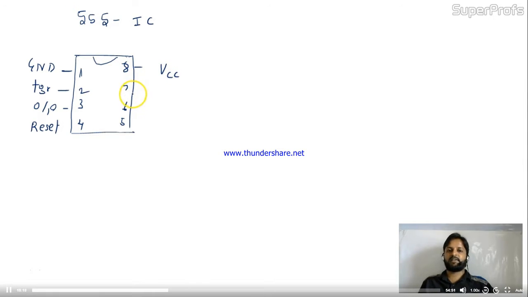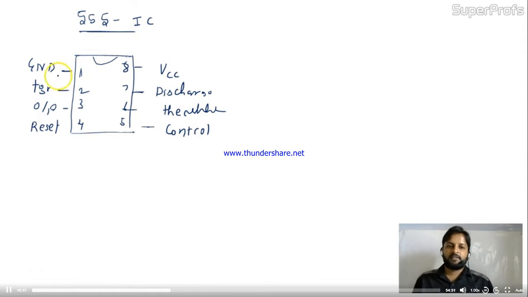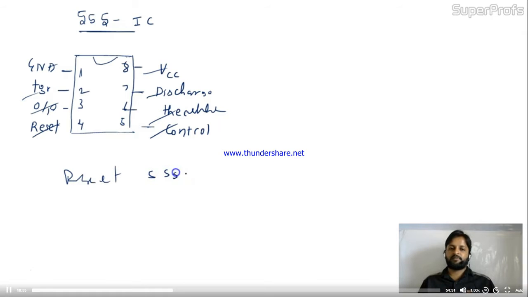This is VCC. VCC will connect to pin number 8. The 7th will be discharge. The 6th will be threshold. And the 5th will be control. So the 555 timer is nothing but one IC having 8 pins: ground, trigger, output, reset, VCC, discharge, threshold and control. In the examination they can ask what the reset pin of the 555 timer IC is. So this is pin number 4. Okay.